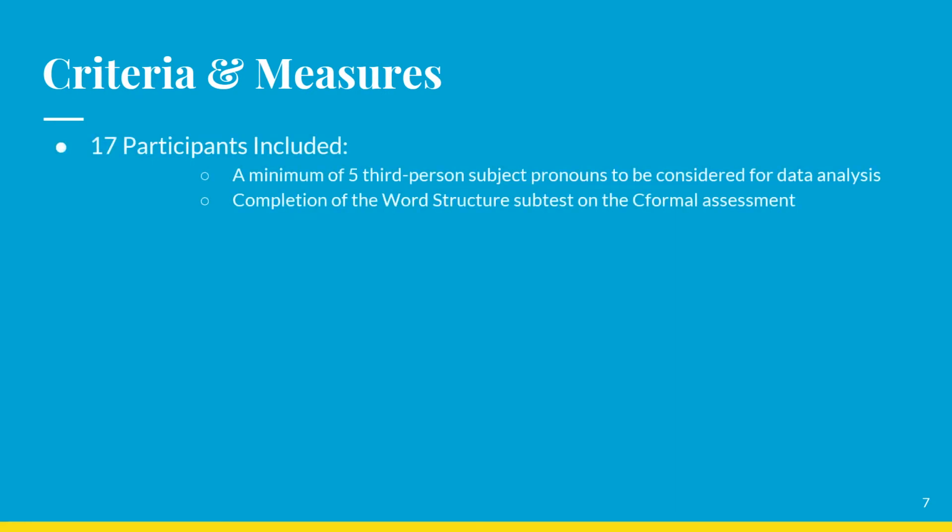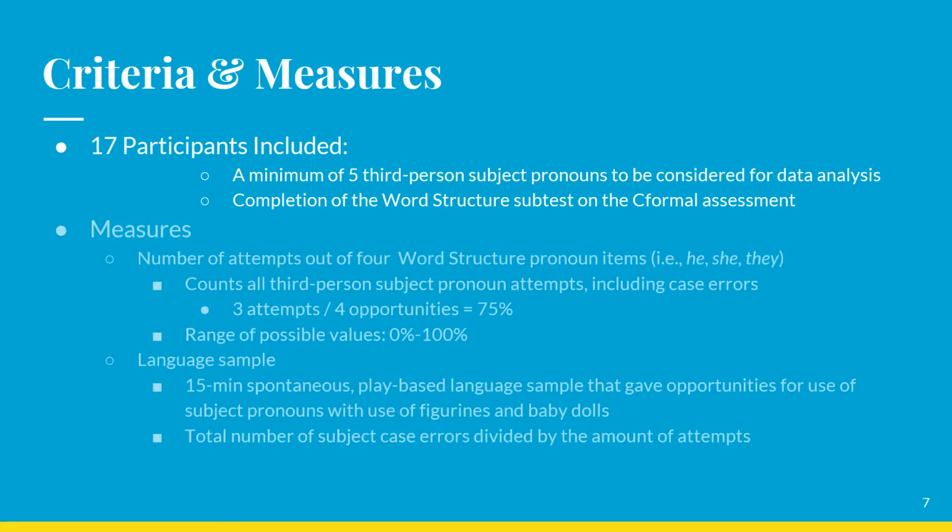To be included in this study, the participants had to use a minimum of 5 subject pronouns and complete the word structure subtest on the formal assessment. One child from the original study did not use the minimum amount of pronouns in the spontaneous language sample, so they were excluded from this study.